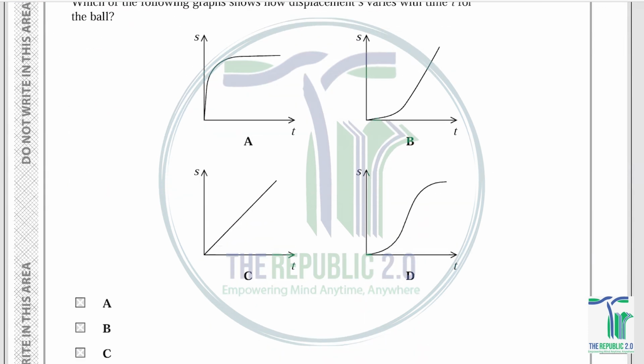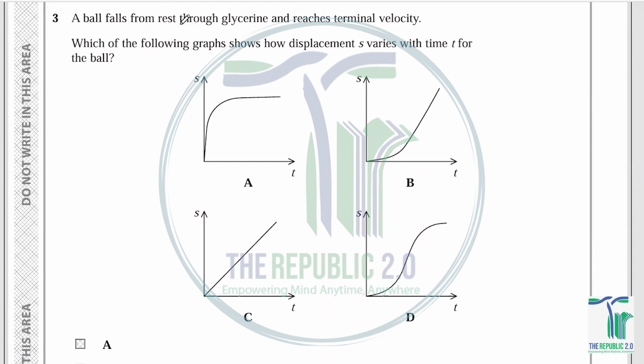In question number three, he's talking about a ball that falls from rest through glycerine and reaches terminal velocity. Which of the following graphs shows how displacement varies with time for the ball? Initially the body would not be having any terminal velocity. As it gains velocity, there would be a time when the gradient of S against T should be uniform. If you look at option A, the distance is constant, which means the body has zero velocity, and terminal velocity is not zero. So we're not going to go with A.